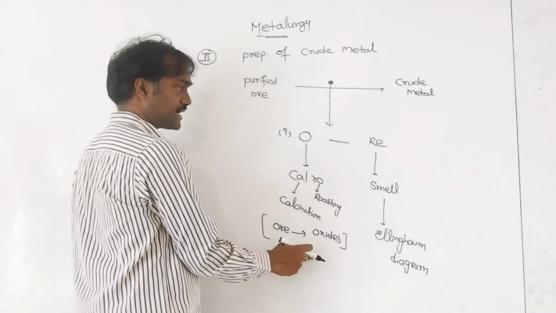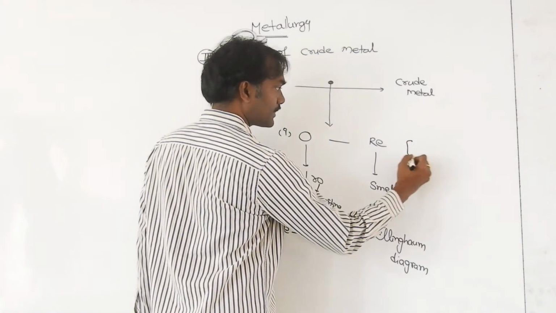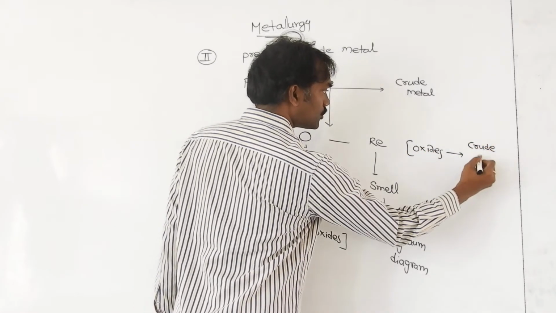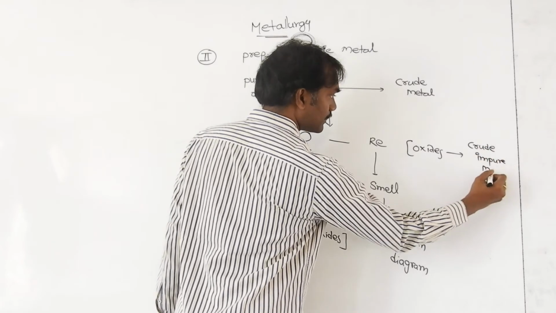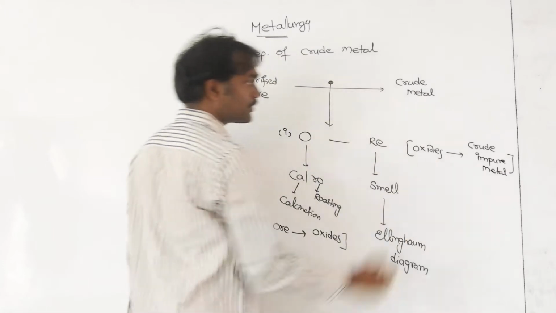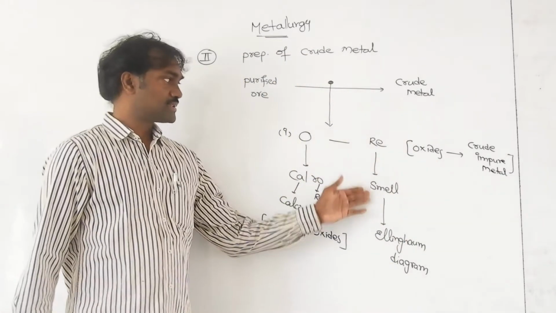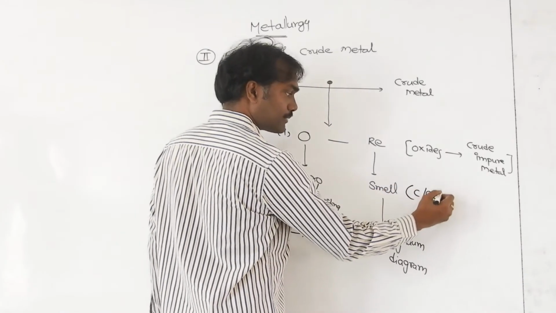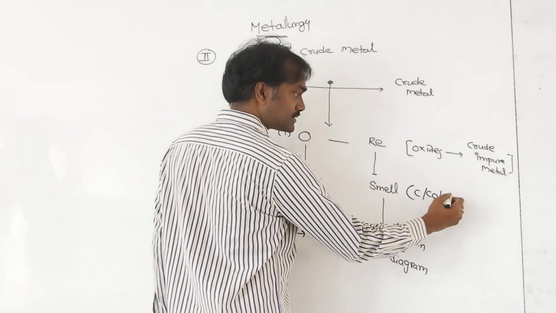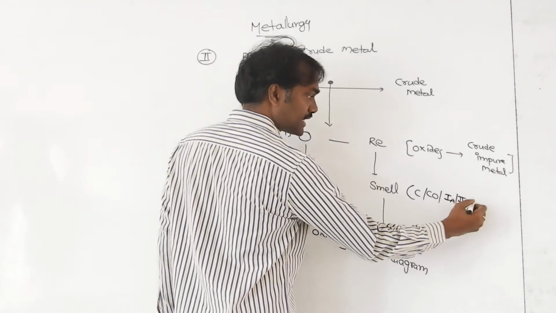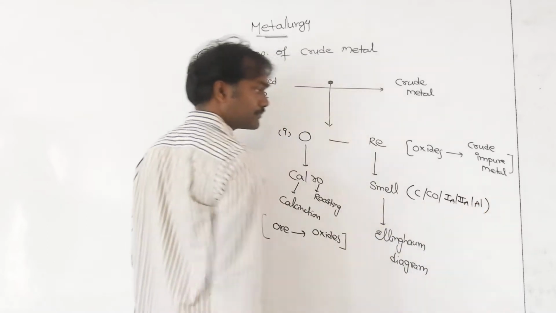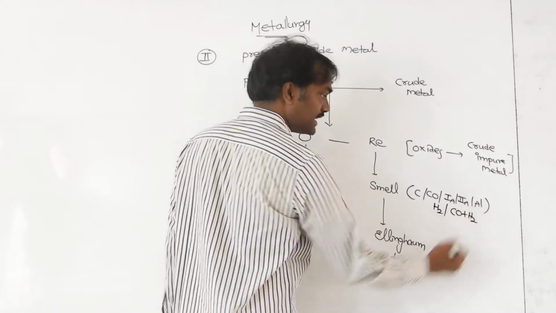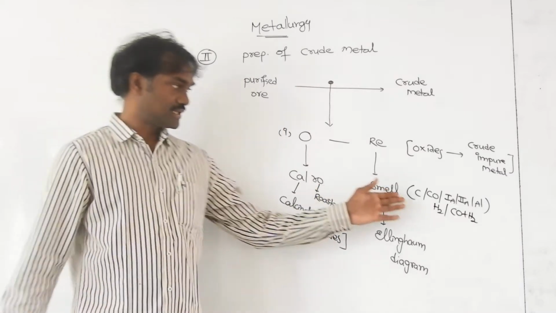Next, what happens in the reduction? These oxides are converted into crude metal, otherwise impure metal. This is important for your entrance. In the smelting process, for reduction purpose, you can use carbon monoxide, or metals, which are first group metals, second group metals, and aluminium, otherwise hydrogen, otherwise water gas or syngas.